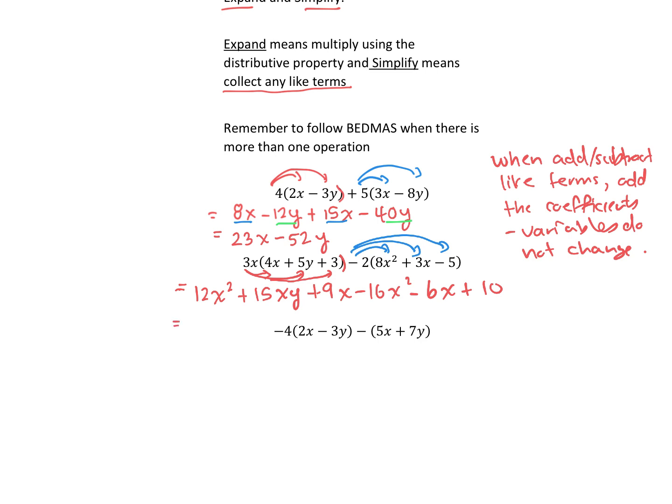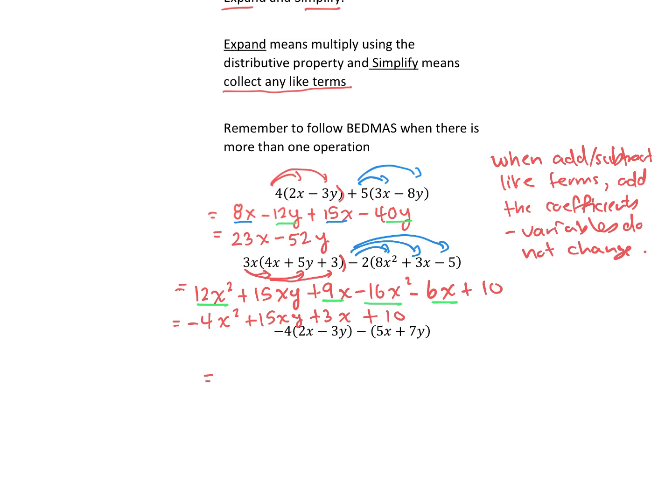And then we're looking for like terms. So 12x squared and minus 16x squared are like. The x's are both squared, so they are the same. So 12 minus 16 is negative 4, and those x squares stay the same. There are no other xy's, so we've just got 15xy. 9x and 6x go together. They are like terms, so positive 9 and negative 6 is positive 3. And again, the x stays the same, and then this 10 is by itself, so that stays at the end.